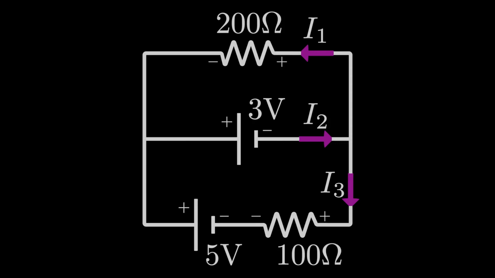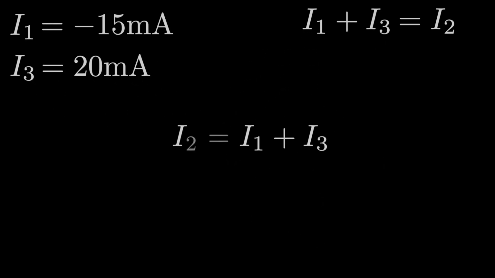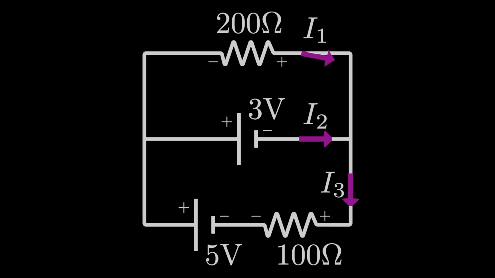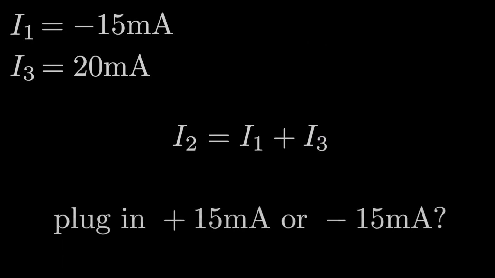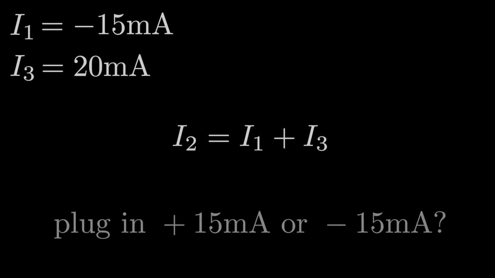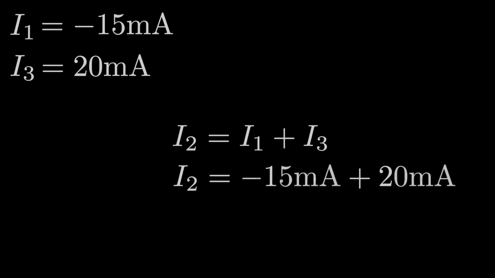Now here is where we hit a potential problem. We already determined that actually our original direction for I1 was wrong. The current in that branch is actually going the other way, and it has a magnitude of positive 15 milliamps. That being said though, should we use positive or negative 15 milliamps when plugging in for I2? In order to stay consistent all the way through, we have to use negative 15 milliamps when plugging in.